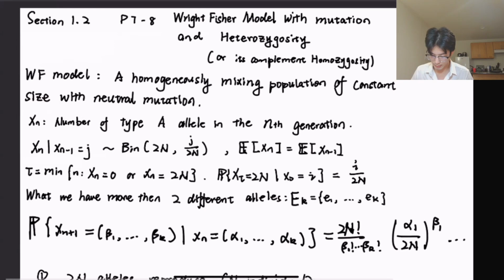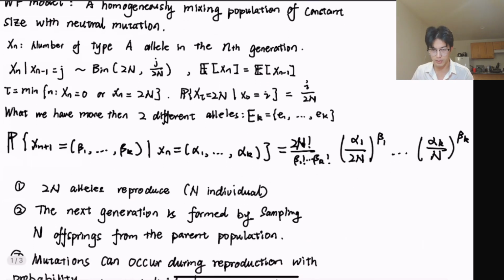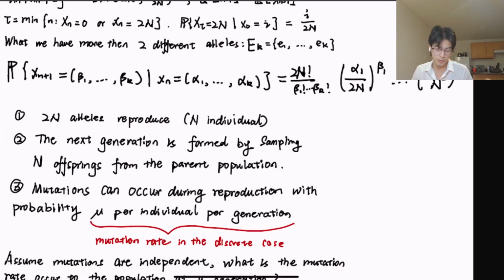So let me remind you about the general process of generating this Wright Fisher model, going from generation to generation. We first have 2N alleles in the generation, and then these 2N alleles reproduce, which is an individual. I marked it here. The next generation is formed by sampling N offspring, which is also 2N alleles. Remember, we have constant population size. I should use the same unit, but I'm sorry. We'll be sampling N offspring from the parent population.